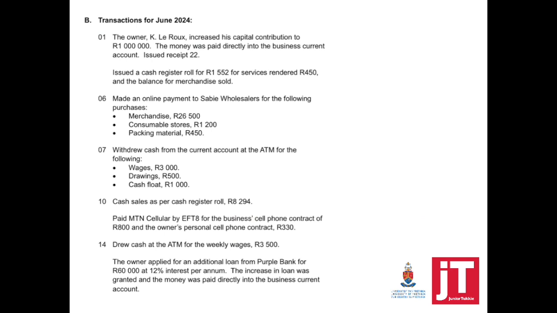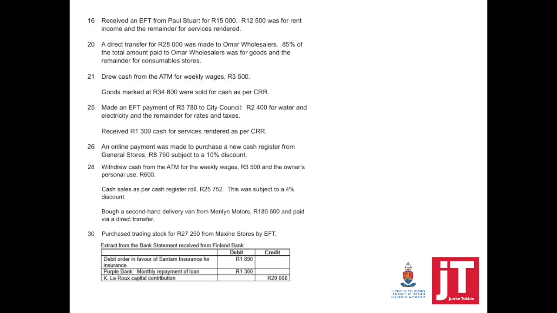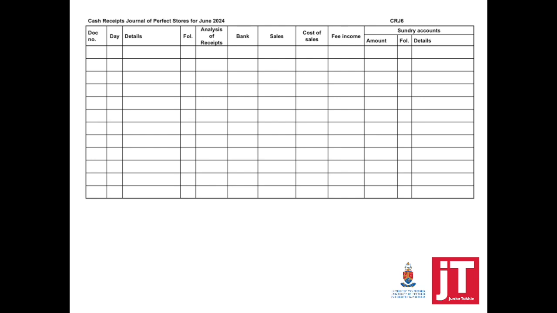Then the transactions for June 2024. When you start with the transactions, sort out what goes into the cash receipts journal and what goes into the cash payment journal. We are going to start now with the cash receipts journal.